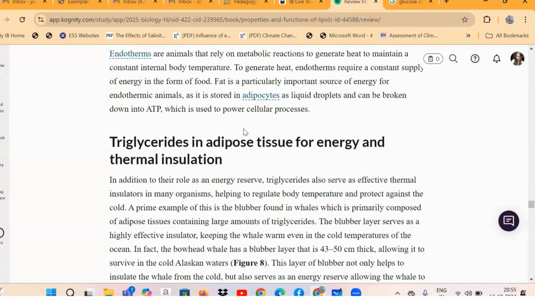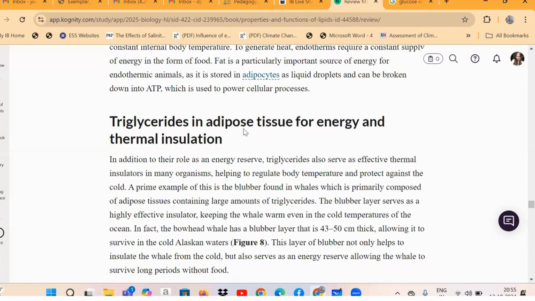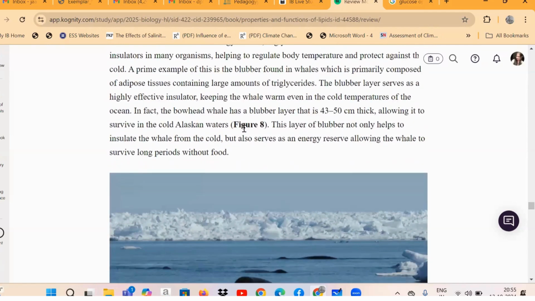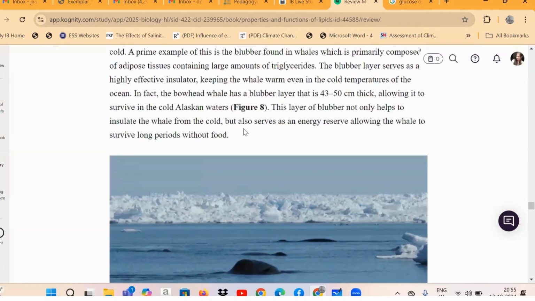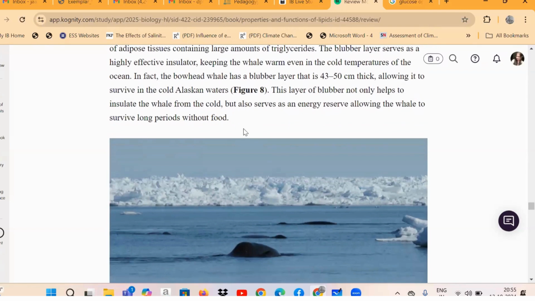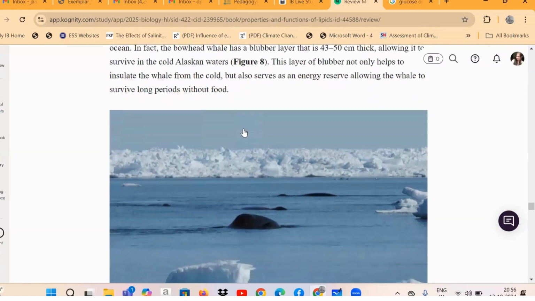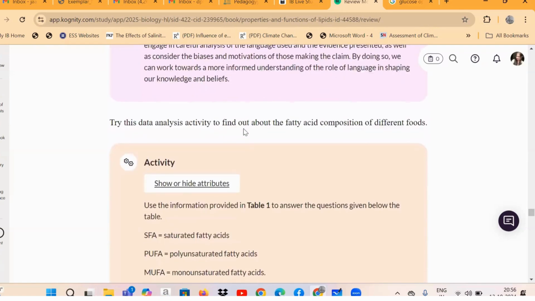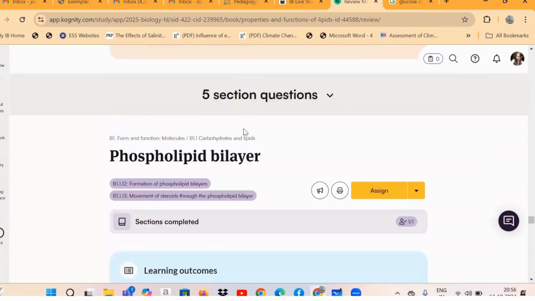So this is thermal insulation, your body providing heat. For example, the blubber present in whales, seals and polar bears is a thick layer of fat under the skin, even in yourself. That is all to prevent cold, and it also serves as a form of energy. So this is another application of lipids.